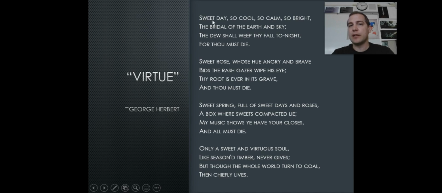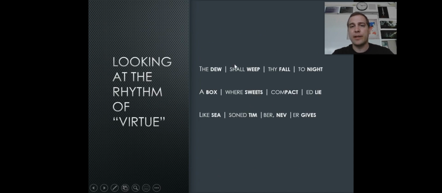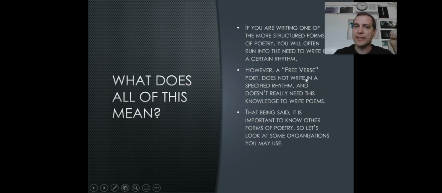And then it seems to be sweet day, so cool, so calm, so bright, right? And so here it seems to be an unstressed followed by a stressed. And so I would probably call this iambic tetrameter. But let's take a closer look, right? Here we can see once again, I've separated the lines and I've shown the emphasis. And we can see it's unstressed, stressed, unstressed, stressed, unstressed, stressed, unstressed, stressed. And so this would be iambic because iambs are the unstressed, stressed pattern, and tetrameter because there's 4 feet per line. And so that's scansion for you, right?